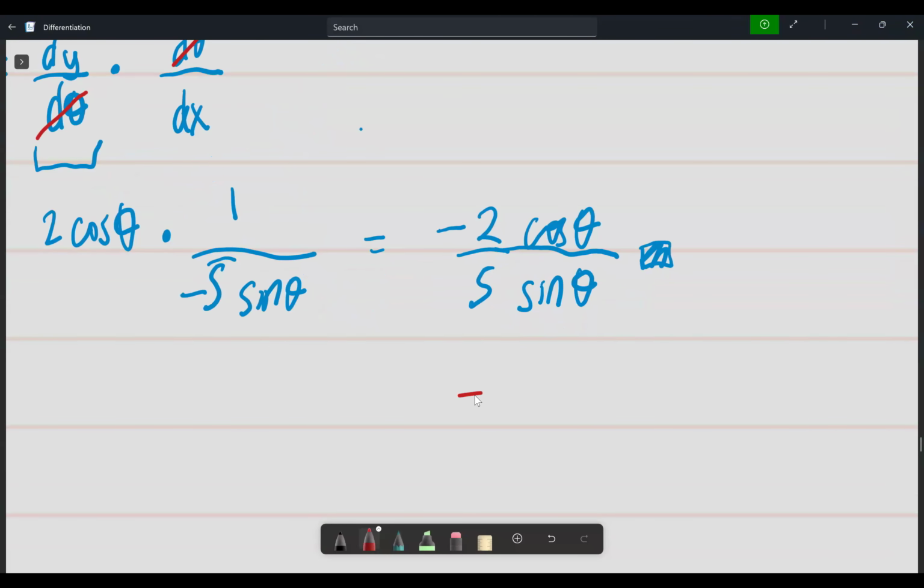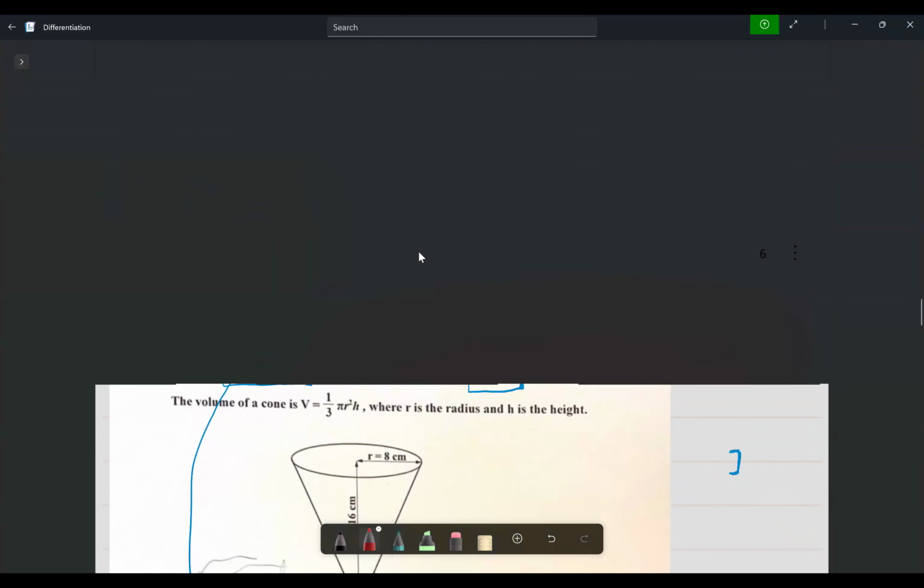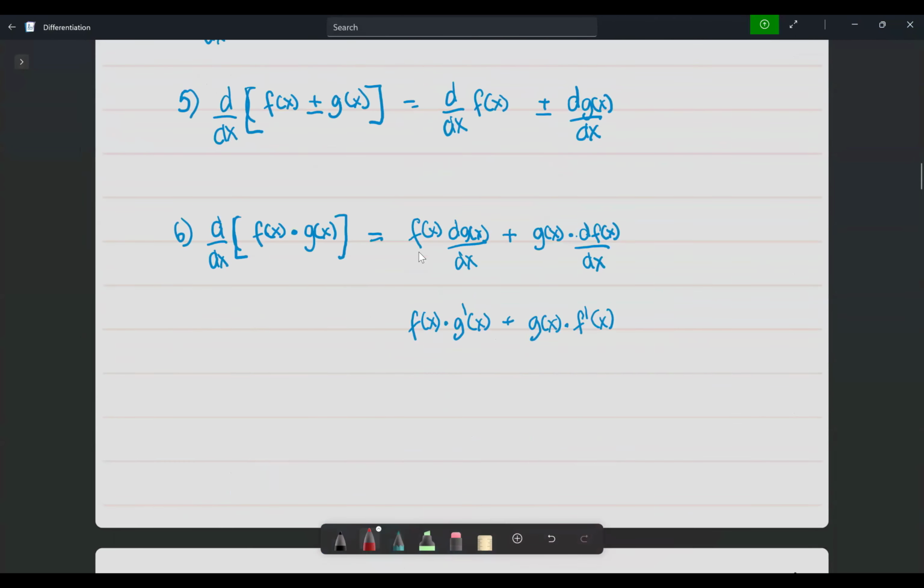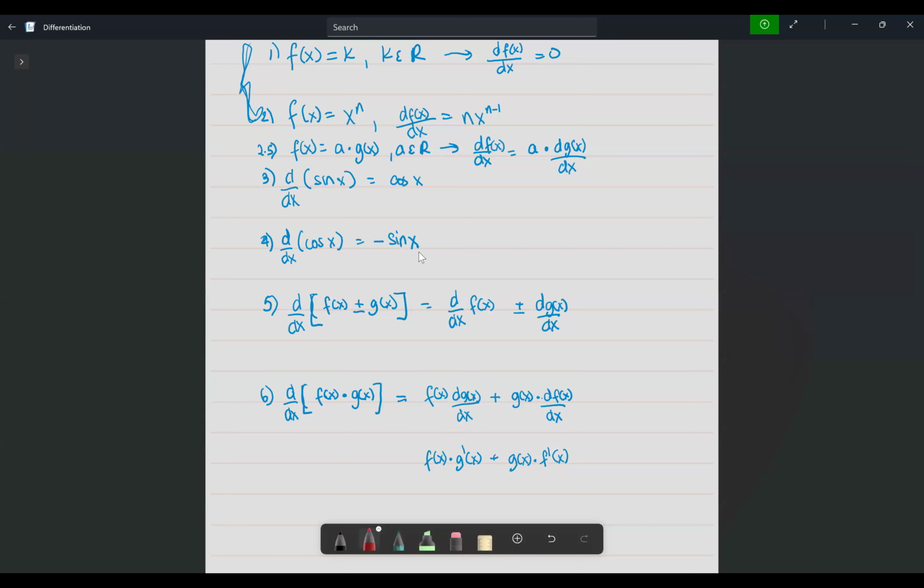Just to be clear, this could also be written as negative 2 over 5 with tan theta in the denominator. That would also be an acceptable answer, because remember that tan is sine over cosine, but this is cosine over sine. So that's differentiation. Remember, all the rules of differentiation are right here, and everything is just you applying these rules back and forth.